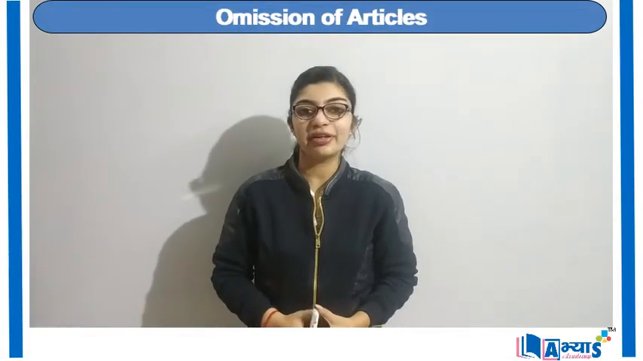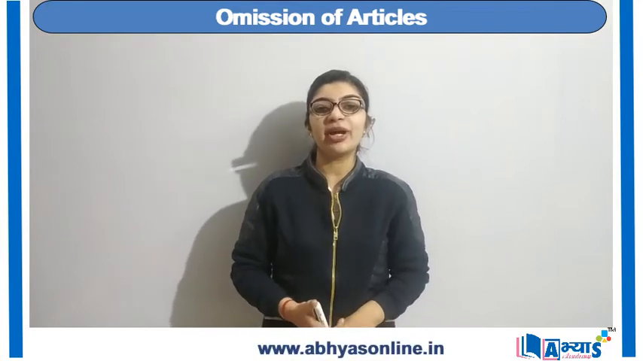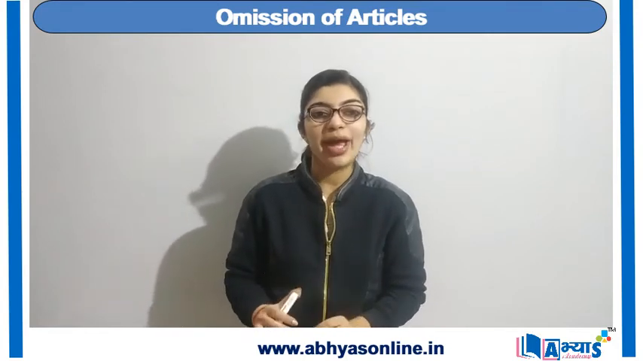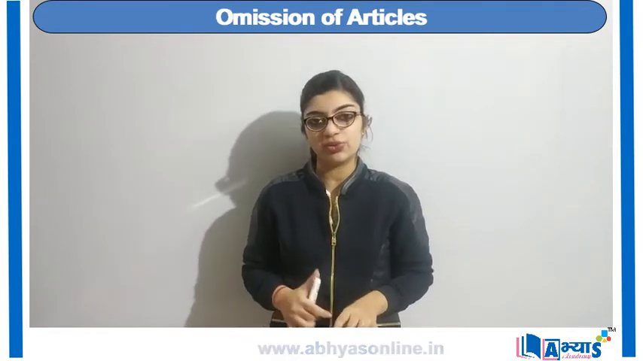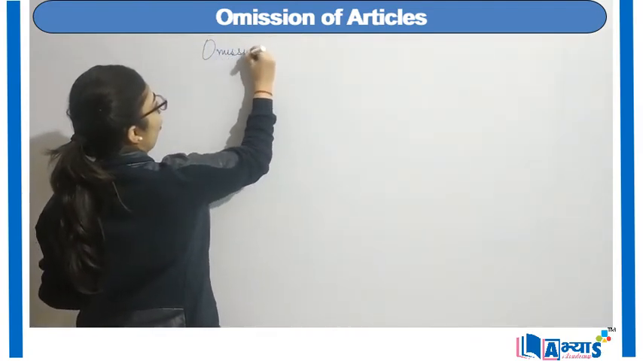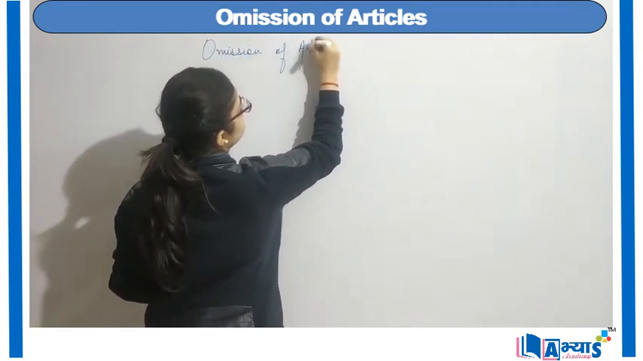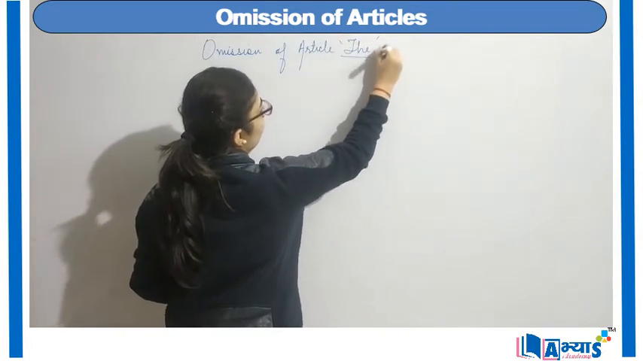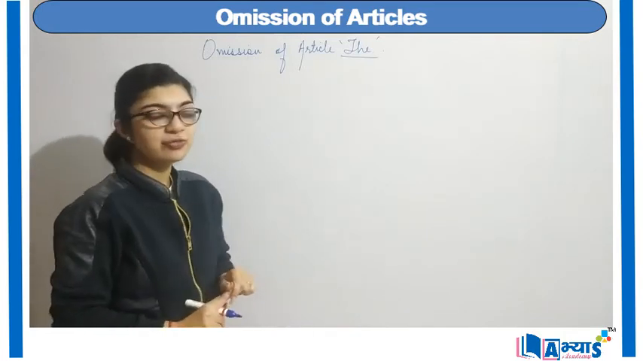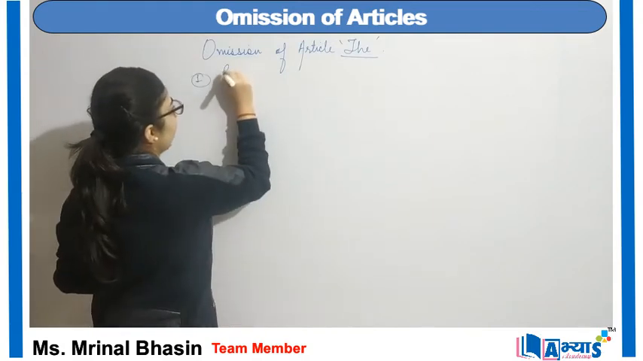So far we have studied the omissions of articles a and an. Now next we are going to understand where to omit the article the, which means where the article cannot be used. So next we are going to study the omission of the article the. First and foremost, the cannot be used, again, with proper nouns.